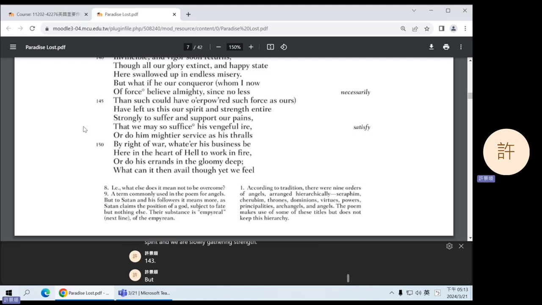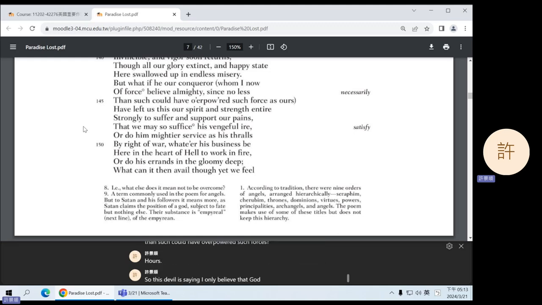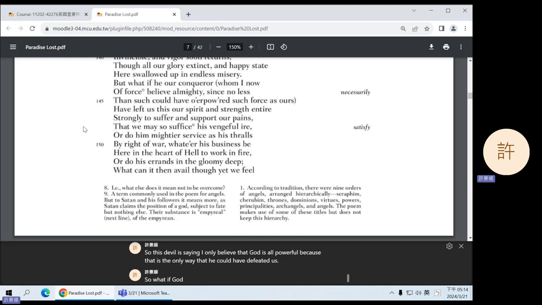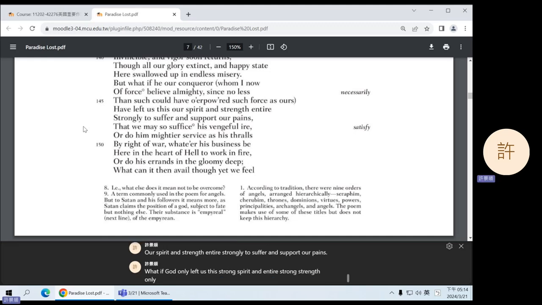But what if he, our conqueror, God, whom I now of force, which means necessarily, believe almighty, which means all-powerful, since no less than such could have overpowered such force as ours. So this devil is saying, I only believe that God is all-powerful because that is the only way that he could have defeated us. So what if God, 146, have left us this our spirit and strength entire strongly to suffer and support our pains? What if God only left us this strong spirit and entire strong strength only so that we will suffer more?